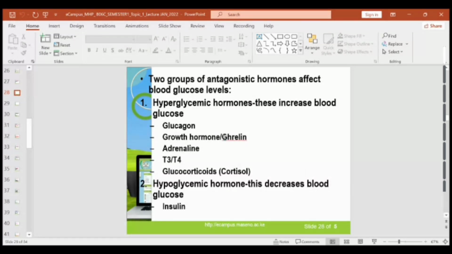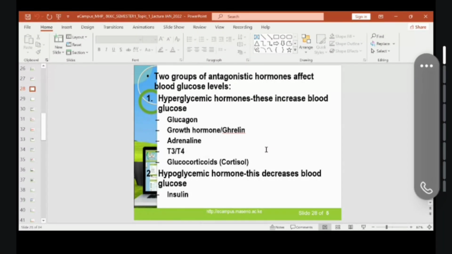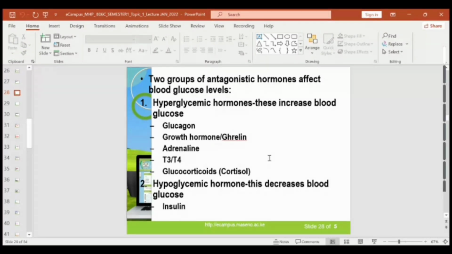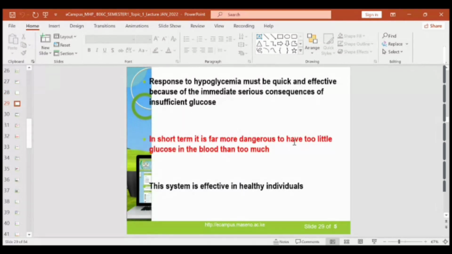We have adrenaline, which is secreted by the suprarenal gland. Tomorrow we'll talk about that one. We have T3 and T4, which are the thyroid hormones. We talked about it in our previous section, and we have also the glucocorticoids, what we call cortisol or the steroid hormones, which we'll talk about tomorrow. On the other side, we have the hormones that lower the sugar. We call them the hypoglycemic hormones, and the major one is usually insulin.